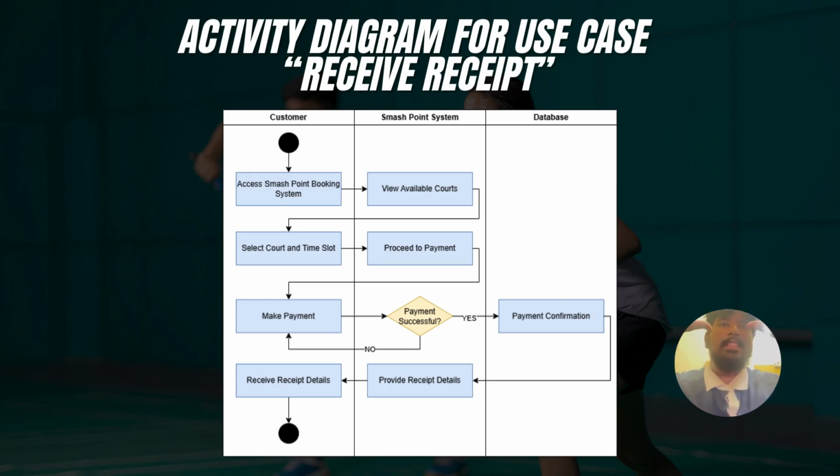And then if the system detects that the payment is successful, it will confirm the payment in the database. If it is not successful, it will revert back to the customer in order for the customer to make payment, maybe with a different method. If payment is confirmed, the system will provide receipt details, and the customer will then receive the receipt details, which will end our activity diagram.